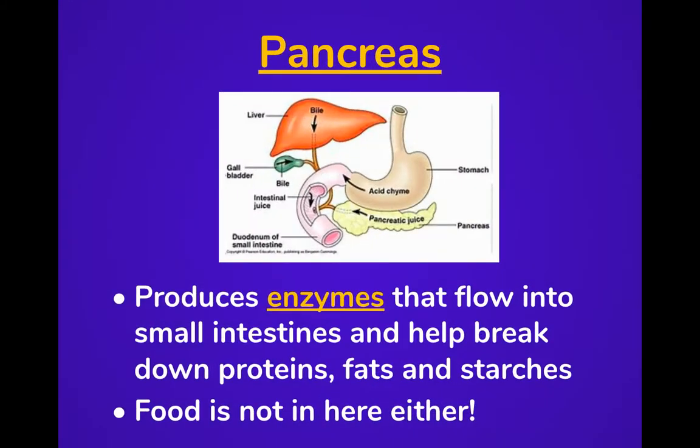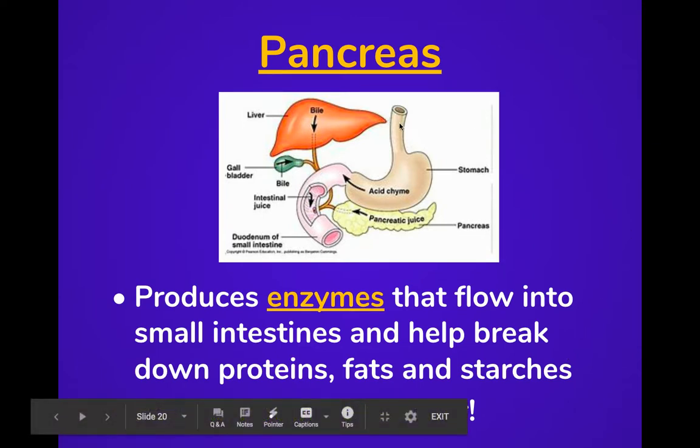Another part of the digestive system is another organ called the pancreas. The pancreas produces enzymes that flow into the small intestines. They help break down proteins, fats, and starches. And just like the liver, the pancreas is an important part of the digestive system, but food does not go to the pancreas. If you look up here, this J-shaped organ is your stomach.